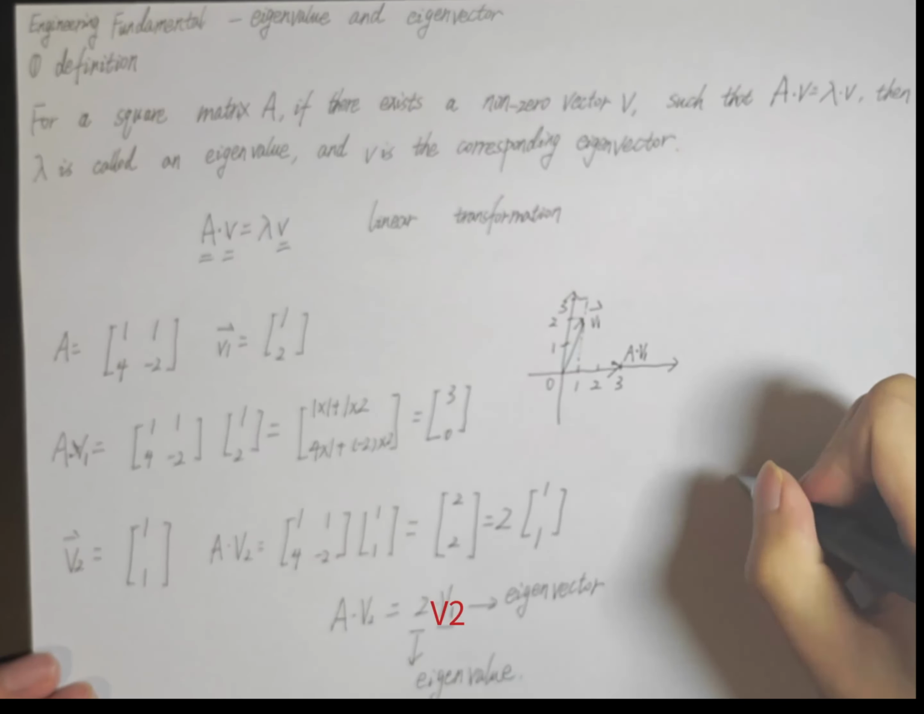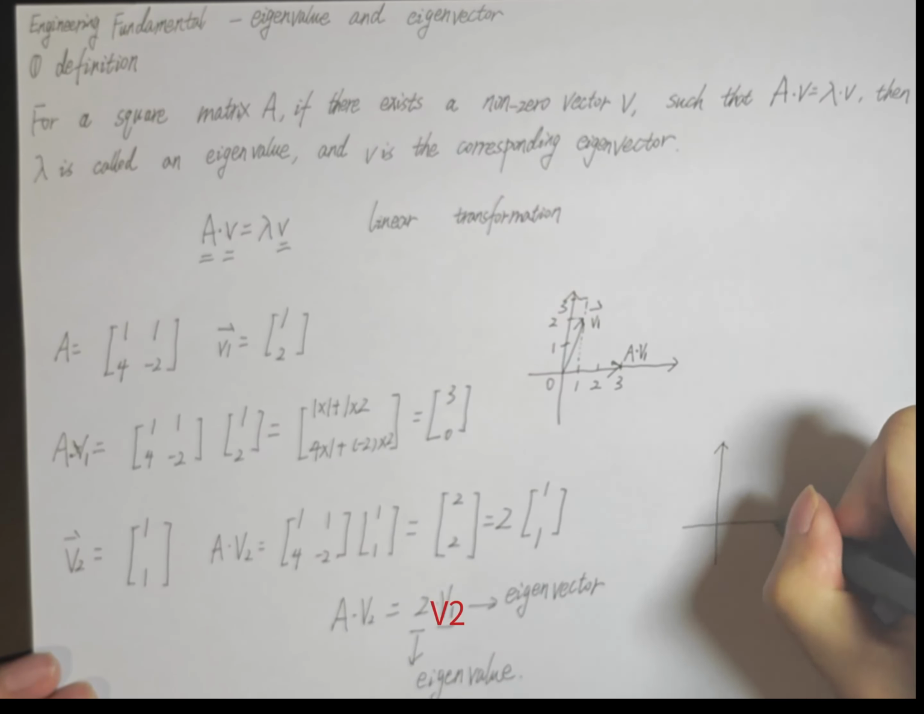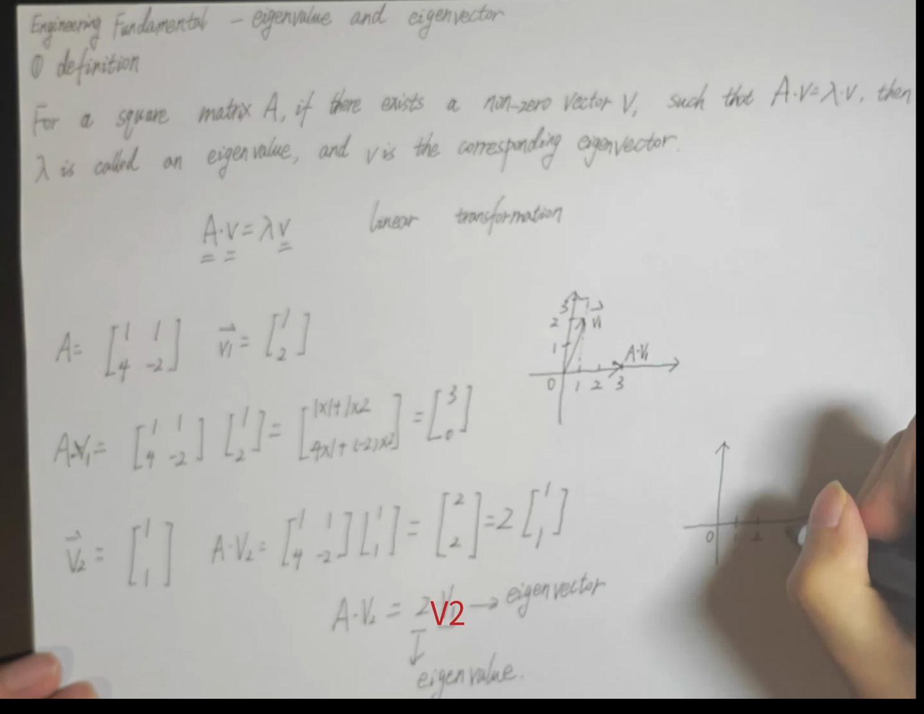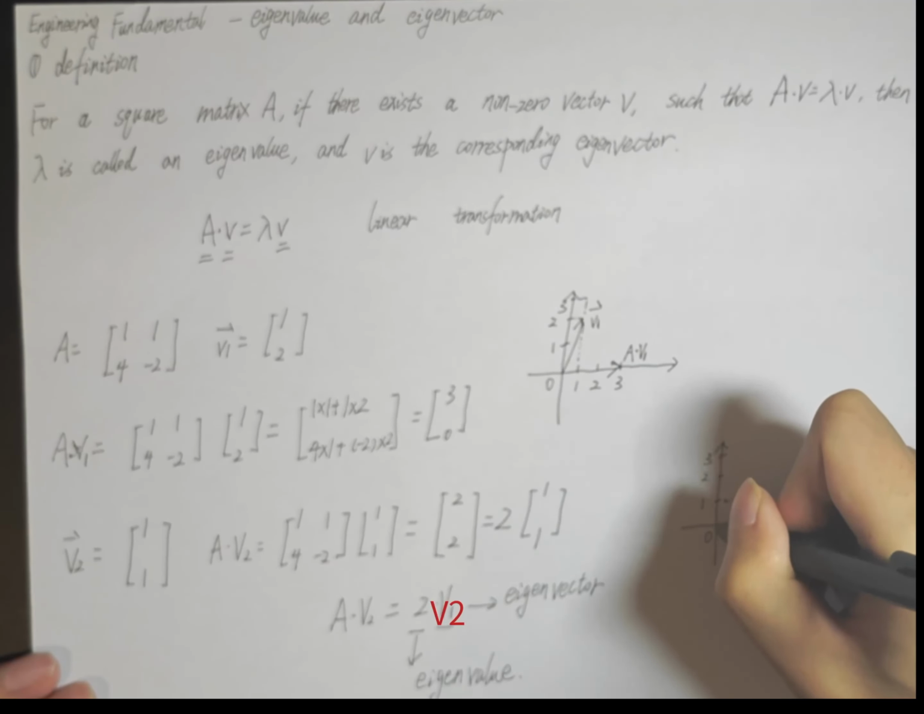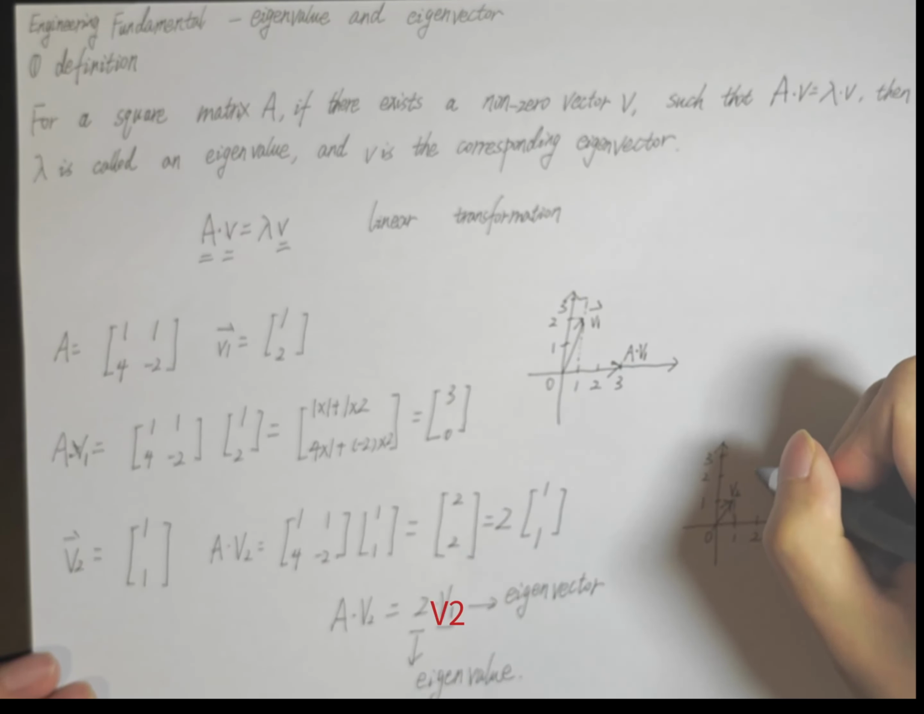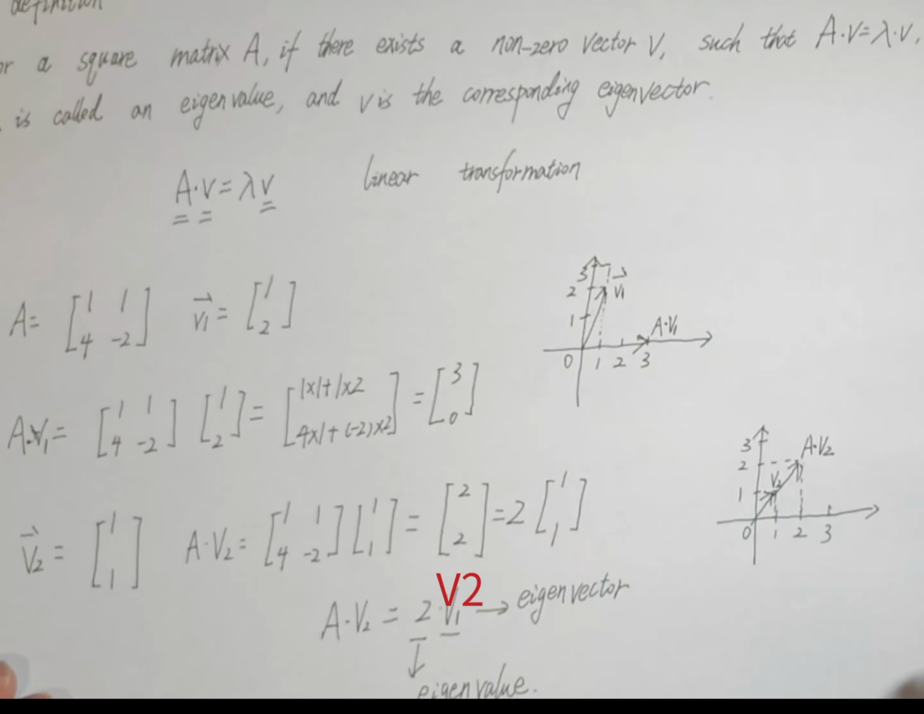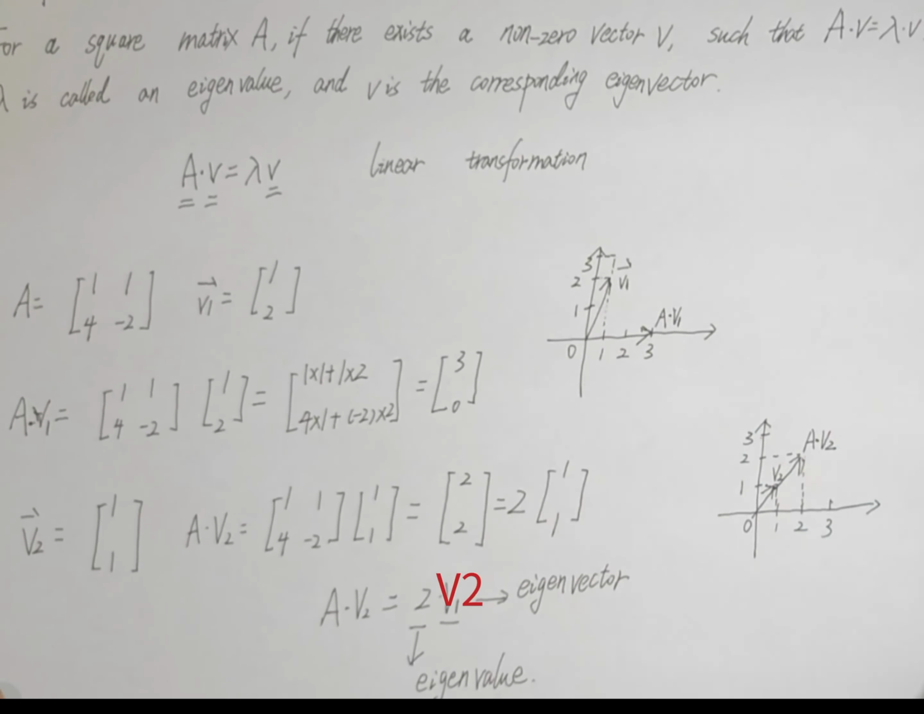We can also draw these vectors in the graph. At first, I draw the vector V2 and the vector A multiplied by V2. It is very clear that these two vectors are on the same straight line. This is a very special linear transformation.